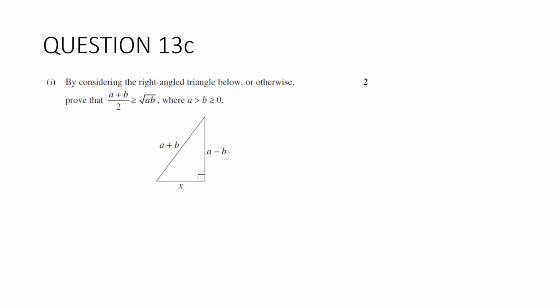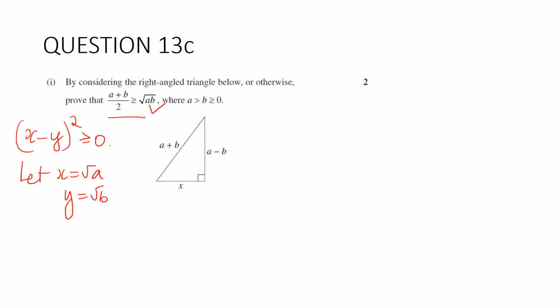13c part 1. By considering the right angle triangle below or otherwise, prove this. Now you will be well schooled in how to prove this from x minus y all squared is greater than or equal to 0. And you can do it that way if you want to. We would just let x equal root a and y equal root b and turn it around, and we will get this. But let's do it from the right angle triangle.